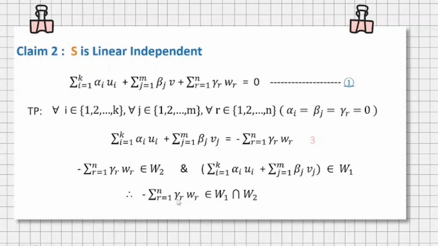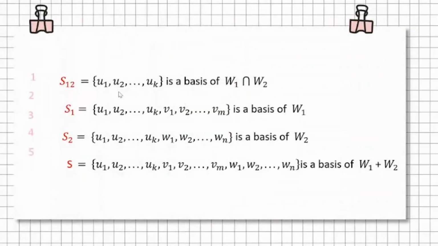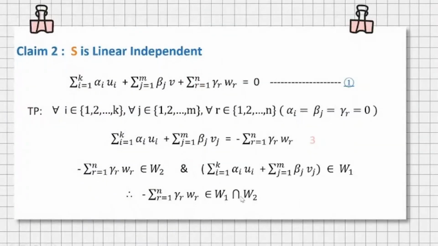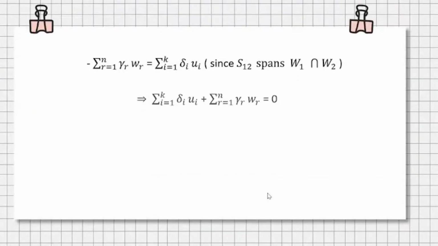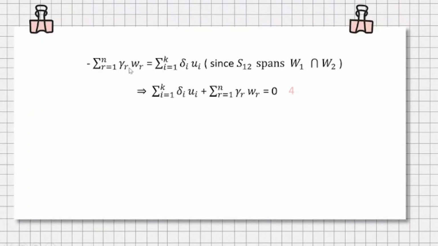And here, the minus linear combination of gamma wr belongs to W1 intersection W2, and S12 is the basis of W1 intersection W2. Therefore, every element of W1 intersection W2 can be written as a linear combination of elements of S12, right? Therefore, this belongs to W1 intersection W2. It can be written as a linear combination of elements of S12. I'm taking minus the linear combination of gamma wr equal to the linear combination of delta i ui, because S12 spans W1 intersection W2, right?